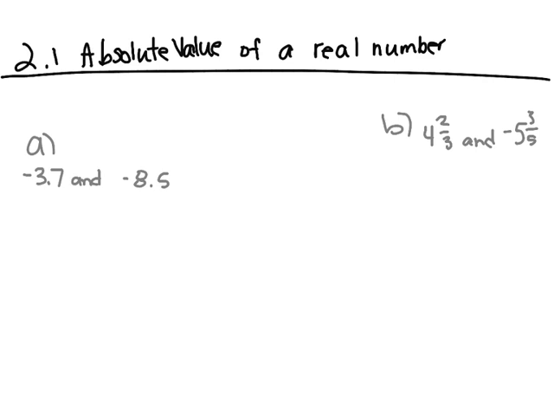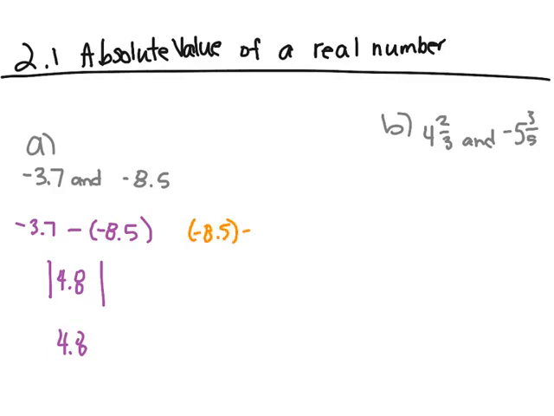Finding the distance between 2 points is just the same as finding the difference between the 2 points. So if you take negative 3.7, subtract negative 8.5, it does not matter which order you do this in. It will be the absolute value of the difference. So we have the absolute value of 4.8, which is 4.8. If you were to do it the other way around, negative 8.5 minus negative 3.7, you get the absolute value of negative 4.8, which is 4.8.